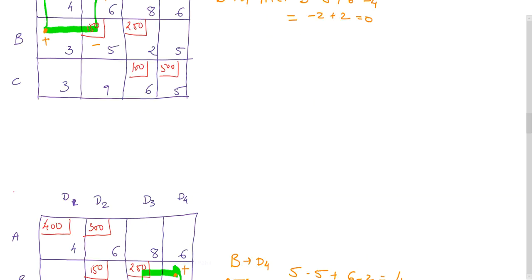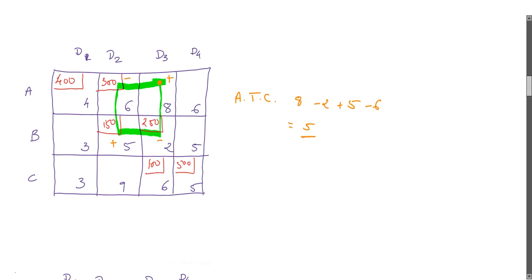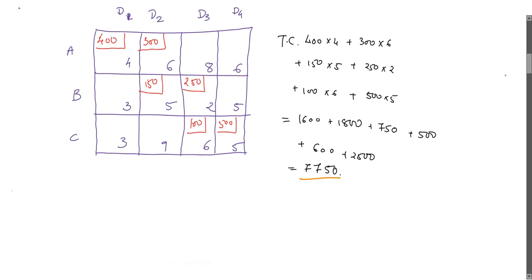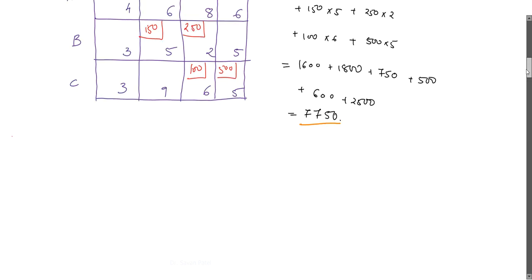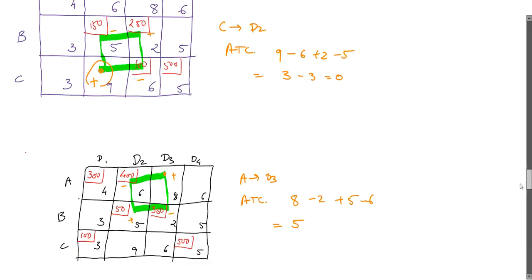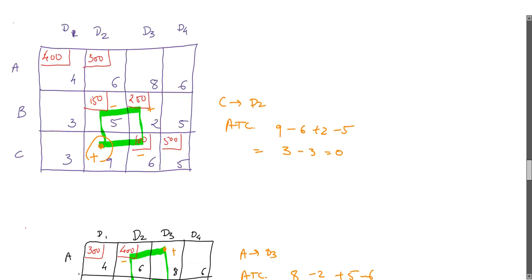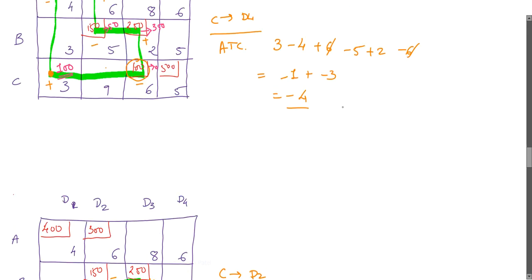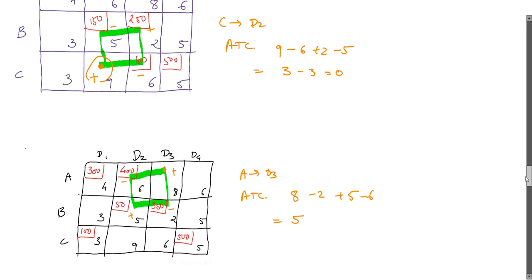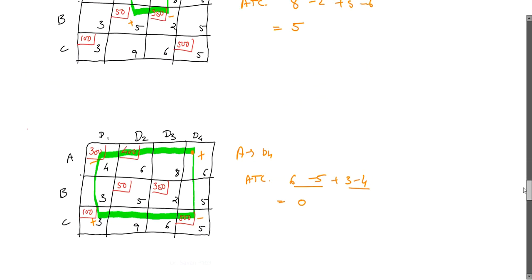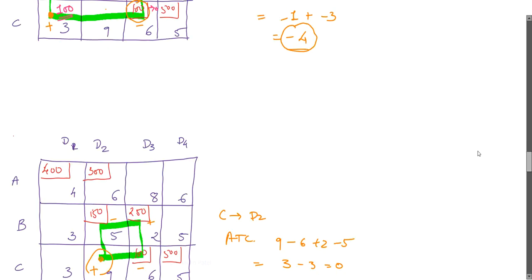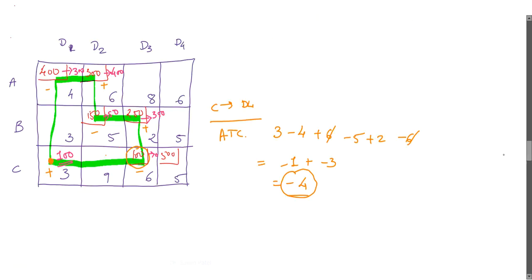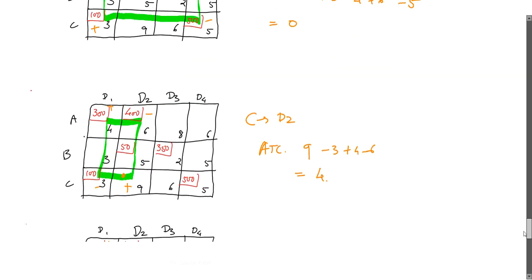Previously, the transportation cost was 7700, and we have transported 100 units at a cost of minus 4. So via that, minus 4 was the transportation cost reduction, and we have transported 100 units. So we have reduced 4 times 100, that is 400 units in the transportation cost.